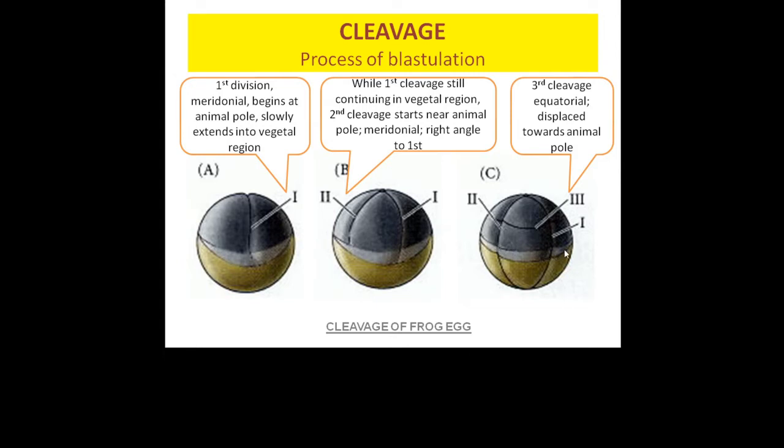and perpendicular to the first two cleavages, but again because of large amount of yolk in the vegetal region, it gets displaced towards the animal pole. So here is where third cleavage occurs. As a result of this, smaller sized blastomeres are formed at the animal pole called micromeres, and larger sized blastomeres are formed at the vegetal pole, which are also yolk laden, and these are called macromeres.